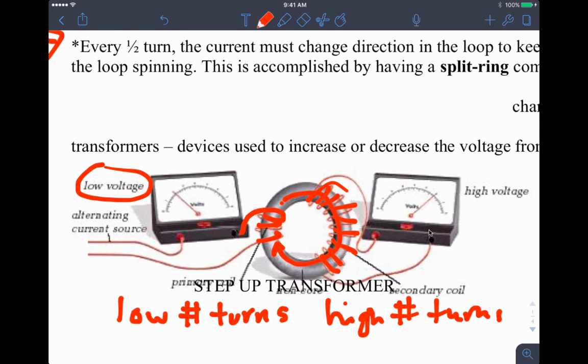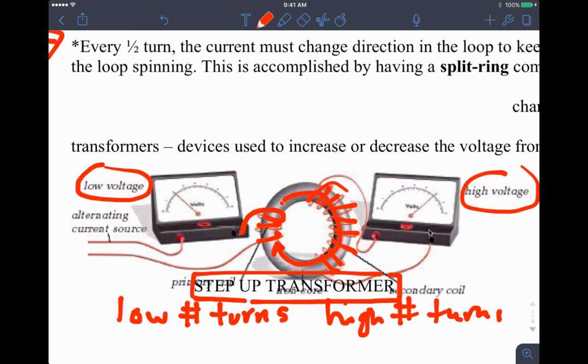But what you need to know is that if there's a high number of turns, that produces a high voltage. I don't think that's too difficult to connect. Low voltage is low number of turns. High voltage is high number of turns. So this is called, and I apologize, I typed that right over, this is called a step-up transformer.